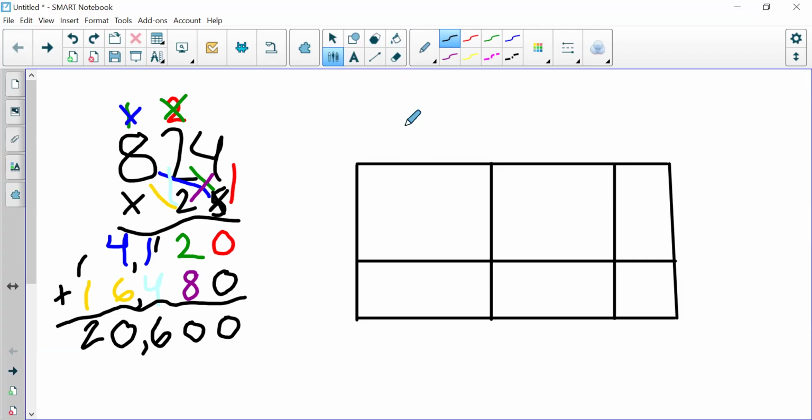In the hundreds place, we have the 800. In the tens place, we have the 20. And in the ones place, we have the 4.